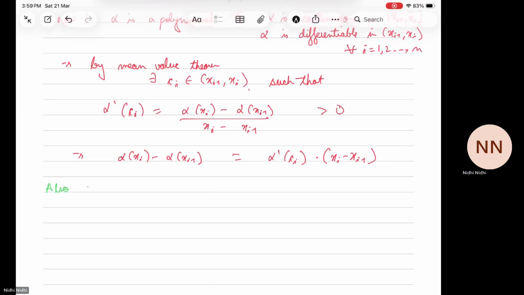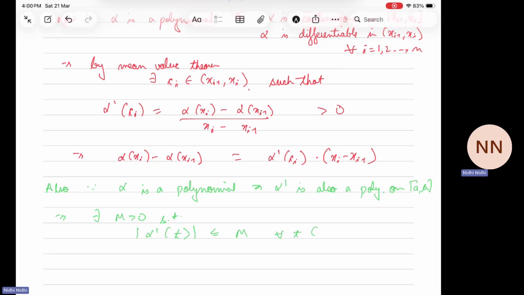Also, since alpha is a polynomial, its derivative will again be a polynomial. Alpha prime is also a polynomial on closed interval AB. In fact, this will always be positive, because alpha is considered to be an increasing function on closed interval AB. This implies there exists some M positive such that alpha dash t will be less than or equal to M for every t in closed interval AB.